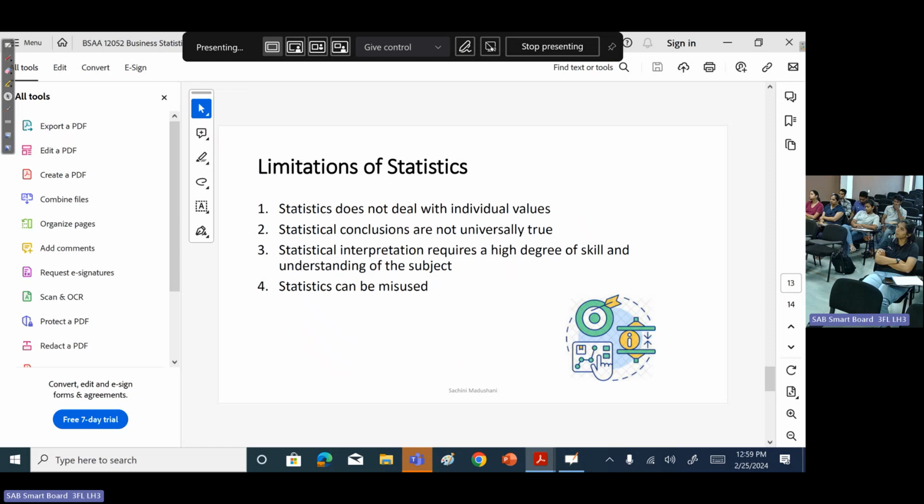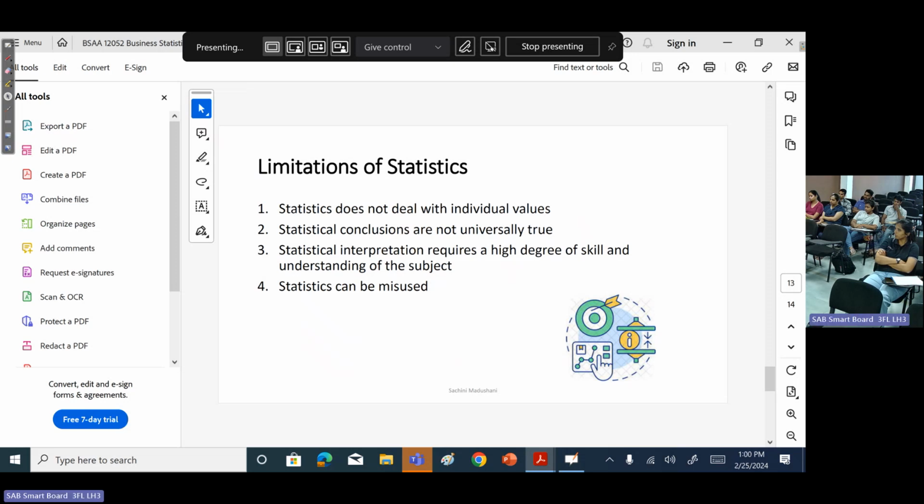Then the main thing is, statistics always uses which kind of data? Numerical data. Statistics does not use qualitative data. At some times, qualitative data represent a very important thing for a particular study. But statistics does not consider qualitative data. Always take what? Numerical data and make the decision. Do not consider any qualitative data.